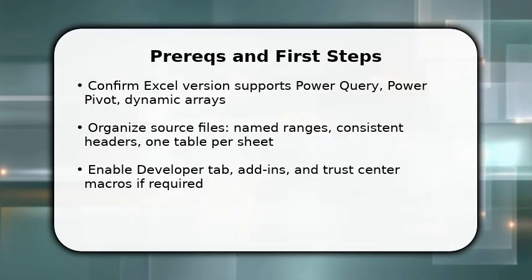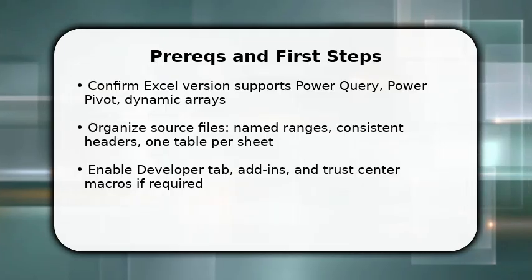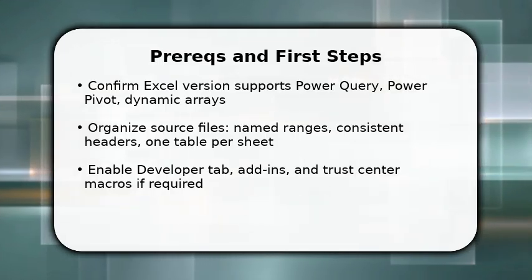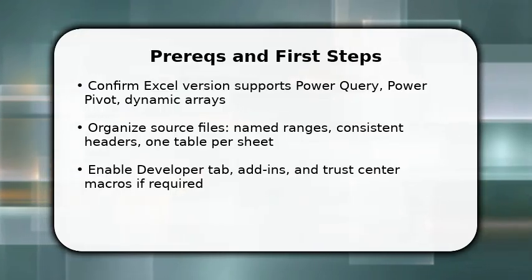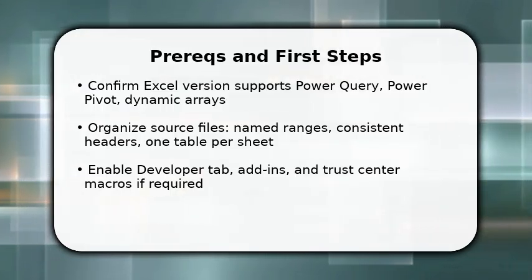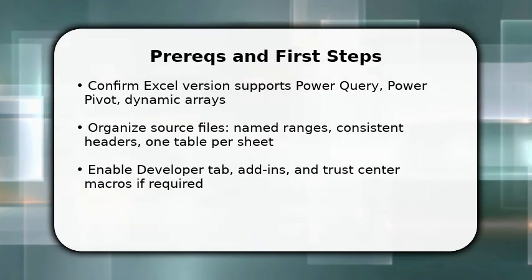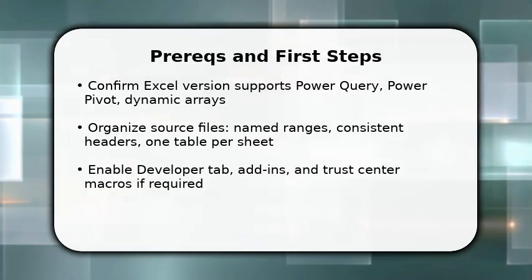You start by verifying you have Power Query, Power Pivot, and modern dynamic arrays enabled. This matters because later steps depend on those tools. Once done, convert raw ranges to tables and apply meaningful table names so formulas reference stable objects.